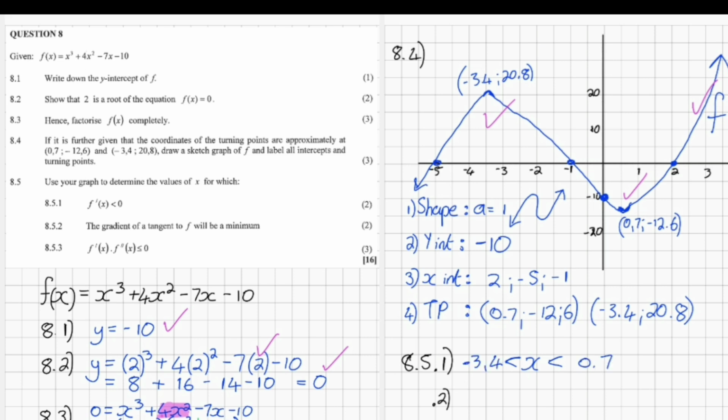And decreasing and increasing is never included. So I don't need to put a little line under the smaller than signs because it can't be included if it's increasing and decreasing. Okay, the next question.